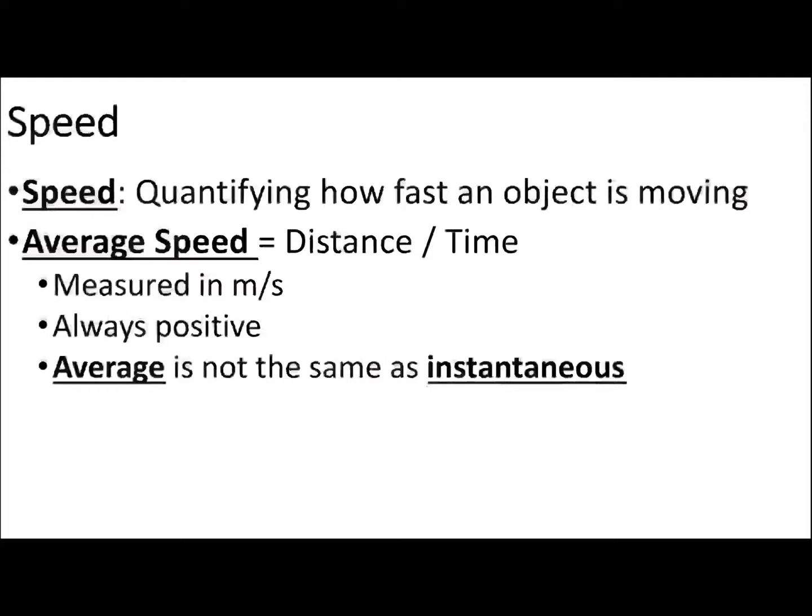And then the average is not the same as instantaneous. What's the difference between the two? Well, the average speed is a distance over time. If I go 100 miles, and that takes me 2 hours to do so, well, what would be my average? On average, I was traveling at 50 miles per hour.